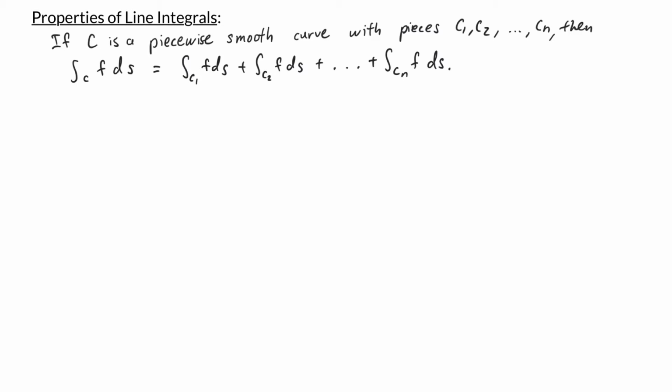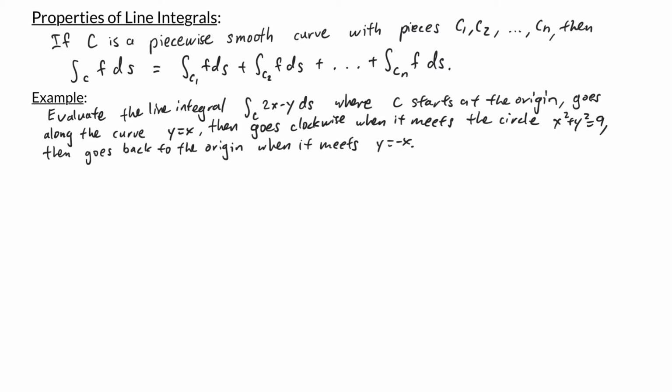Let's look at an example where we use this property. So in this example, we're asked to evaluate the line integral of 2x minus y over a curve C, where C starts at the origin, goes along the curve y equals x, then goes clockwise when it meets the circle x squared plus y squared equals 9, then goes back to the origin when it meets the line y equals -x. Let's start by drawing our curve.